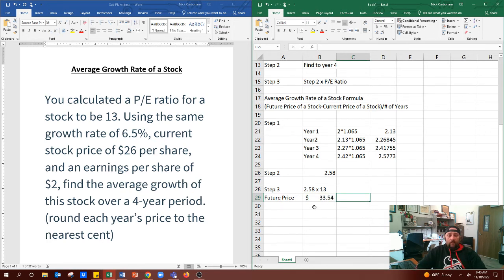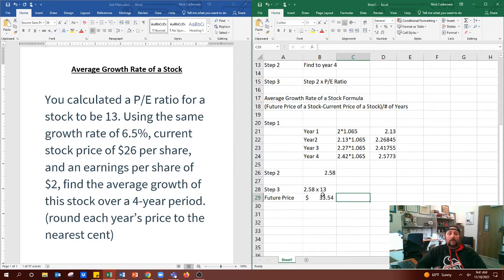So by calculating with our PE ratio, our price to earnings ratio, and our earnings per share using a growth rate of 6.5%, as well as using 4 years as a time frame, we can estimate that in year 4, the price of the stock should be $33.54, or somewhere near that. It's not going to be exact, right? This is all like fortune telling. It's all predicting what it could be, in order to make better financial decisions with investing. So we know that the future price is 33.54.